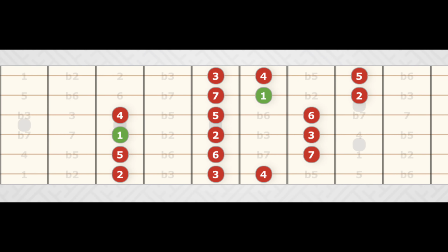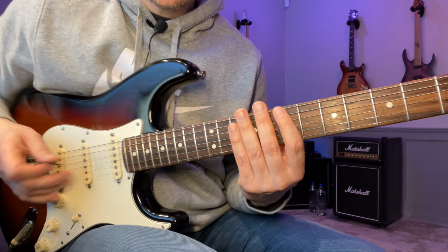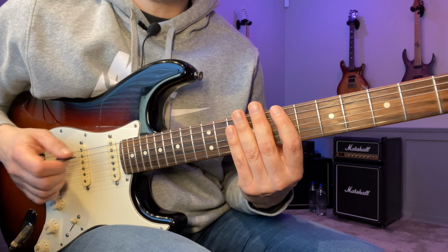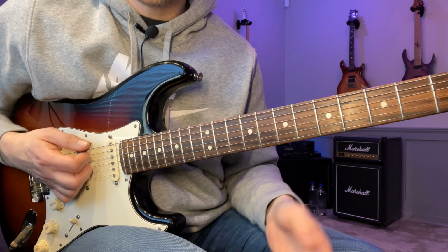Alright, so here's shape 2, and as you can see on the screen, we're going to keep it in A major, just so you can see how they all relate in the same key. But we're going to do the same thing to this shape. Once you know it, we're going to move it around the fretboard. So, as you can see, we start on the second scale degree. That's why we have a 2 as the lowest note.